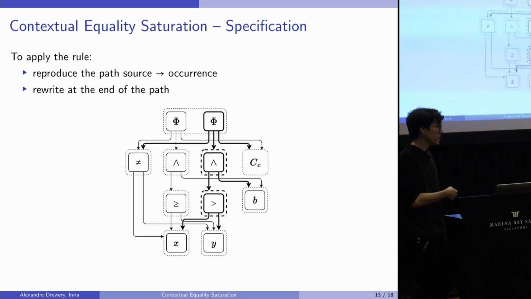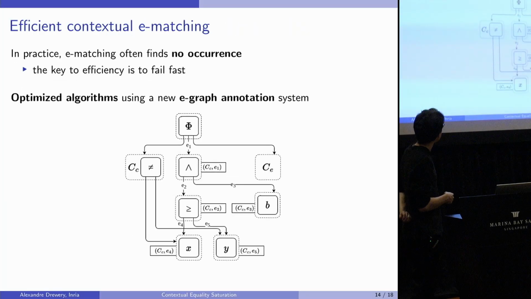So this general specification allows me to solve the above problem of trying to apply my contextual rule in one step in my graph in here. Of course, this specification is a bit naive. The core of our contribution is actually optimizing the specification with algorithms in order to apply contextual rules efficiently.